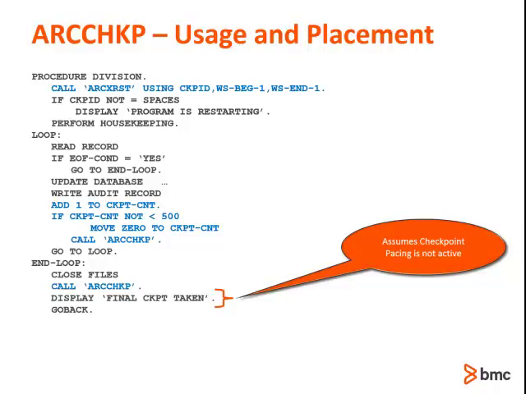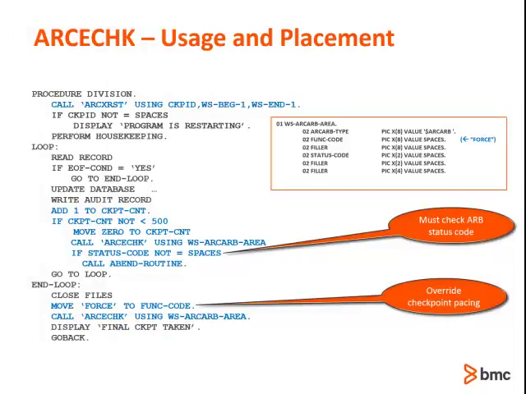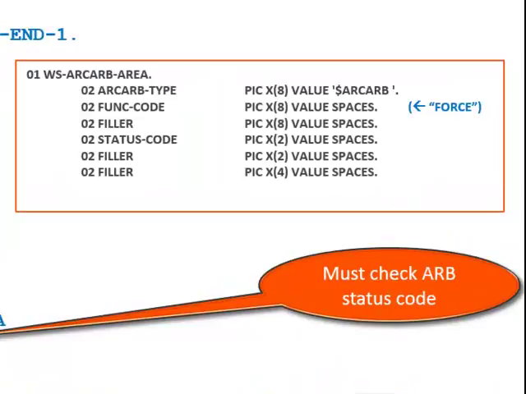Otherwise, there would be no way to ensure that the checkpoint was actually allowed to pass through the checkpoint pacing routines. This program logic illustrates the subtle differences involved when using the ARC-E checkpoint variant of the checkpoint call. The most important characteristic of the ARC-E checkpoint call is its ability to override checkpoint pacing from within the program. The layout of the ARC ARB is provided in this example for your reference.